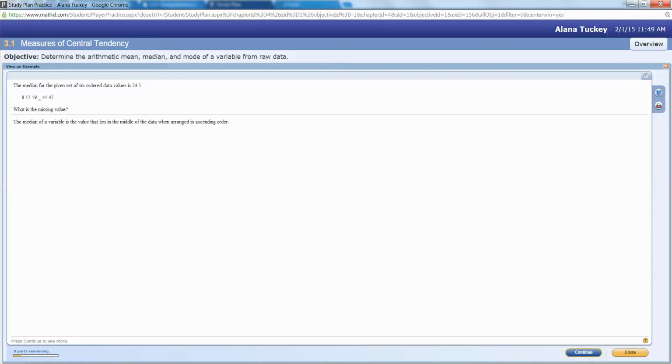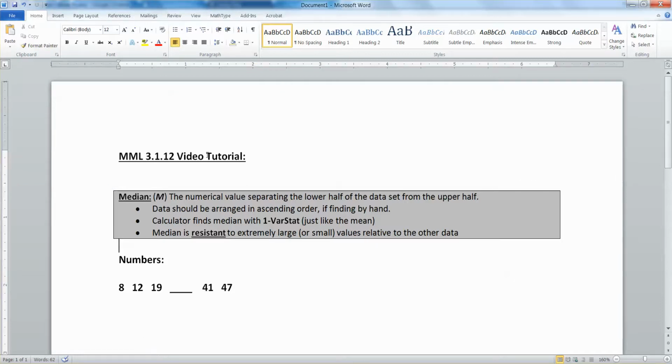Okay, so let me show you this. Just a couple things. Remember that the median is the number that separates the lower half from the upper half. Your data should be in ascending order from lowest to highest, which this is. We start with a low number of 8 and end with a high number of 47. So what we want to know is what number in the middle would cause us to have a median of 24.5.